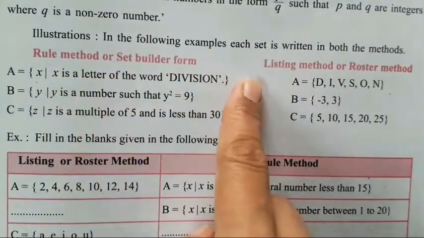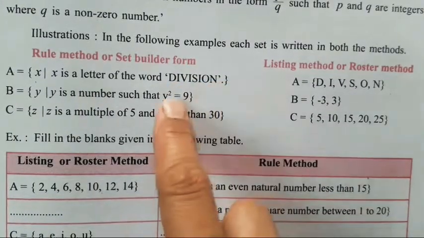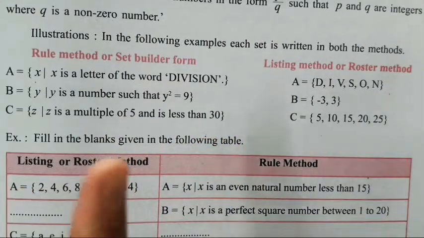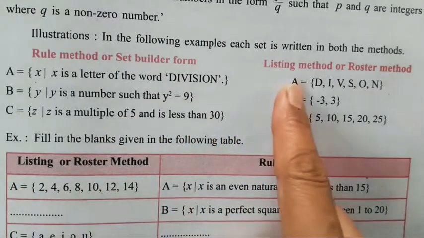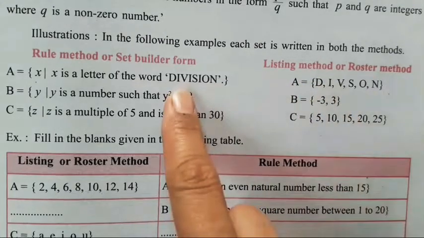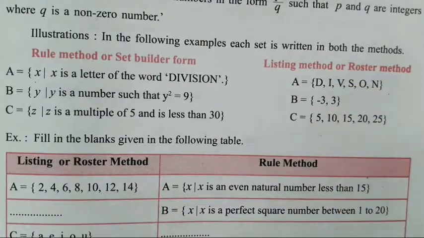Now x such that x is a letter of the word division. Now division, as I said, you all have to write only one alphabet at a time if it is repeating. A is equal to D, I, V, S, O and N. I is repeating, so don't repeat it. Got it?